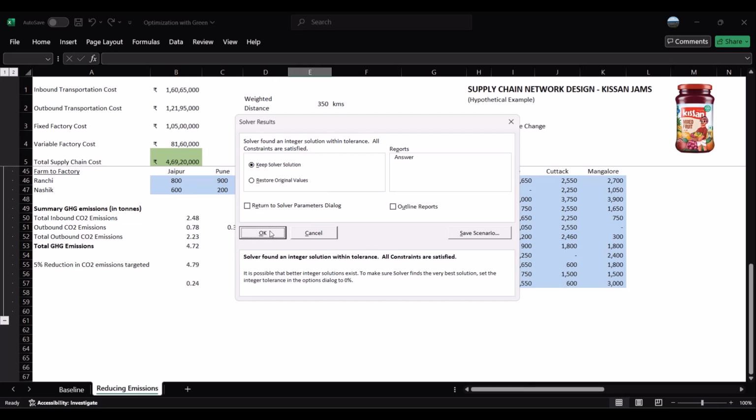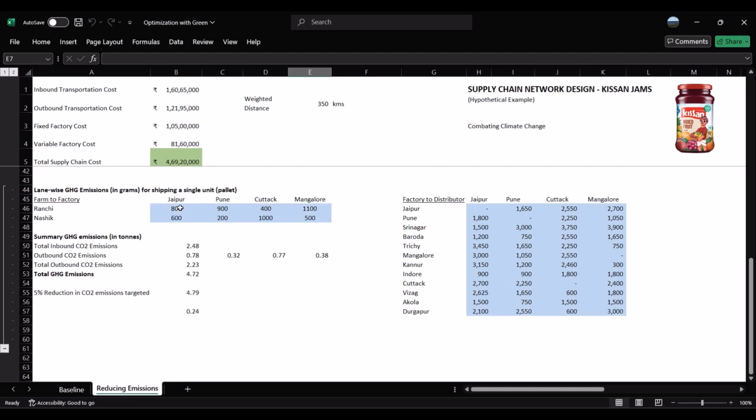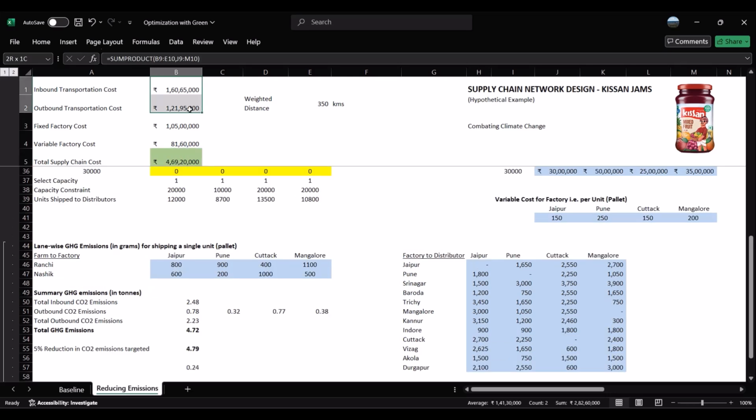So now we get a feasible solution, which is actually very good. And what we are seeing is 4.72 tons of GHG emission. Remember, it was 5.01. So we are basically reducing 0.3 tons. So that is the reduction. And the total supply chain cost is 4.69. Earlier it was 4.64. I've taken screenshots and we'll use it for comparison.